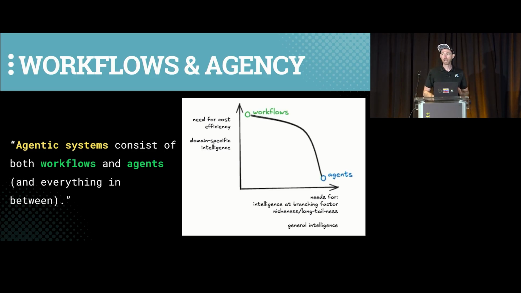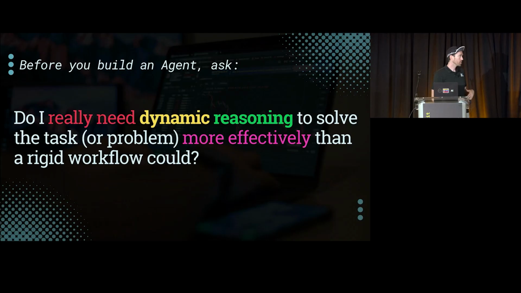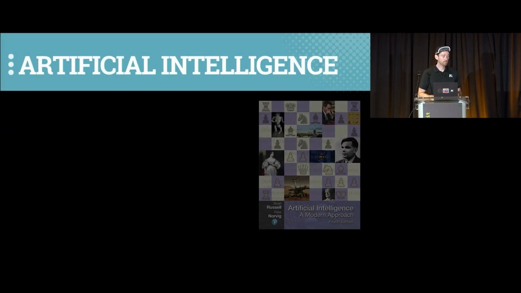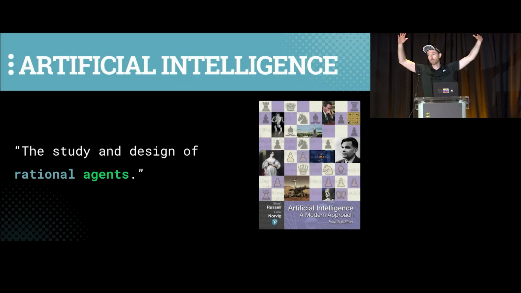And so there's a lot of these things where I think we really need to break it back down to what's really needed here. Do I really need the dynamic reasoning to solve the task more effectively than a simple workflow? Do I really need semantic search on top of keyword search? And this is where we get into this discussion of, well, we have only talked about one agent. What about multi-agents? Now, I'm just going to get super meta for a second.